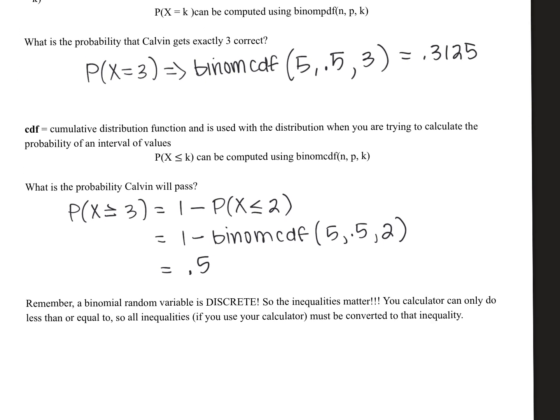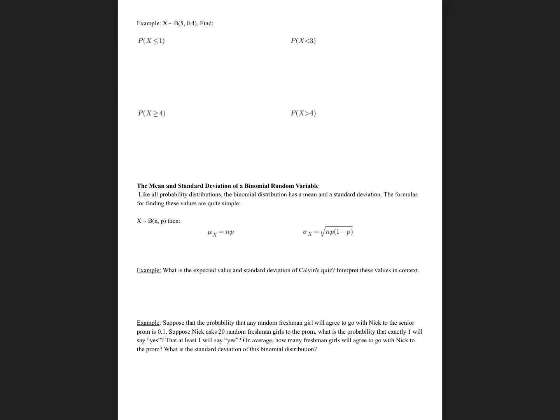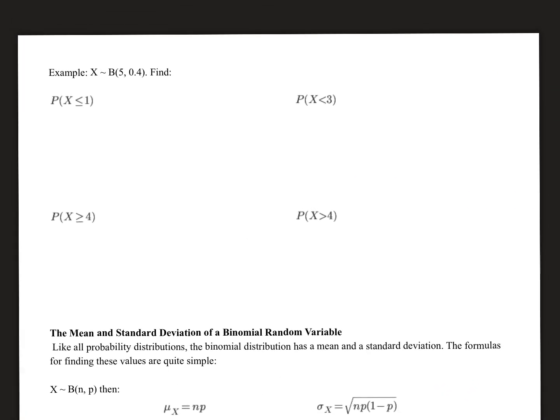So just to remember, binomial random variables are discrete, so the inequalities do matter. The calculator can only do less than or equal to. So if we're looking for strictly less than or strictly greater than, we can't use the calculator directly. If we're looking for greater than or equal to, we have to do the 1 minus, and if we're looking for less than or equal to, we can just use the calculator. So let's do a couple more examples using the binomial PDF and CDF on the calculator.